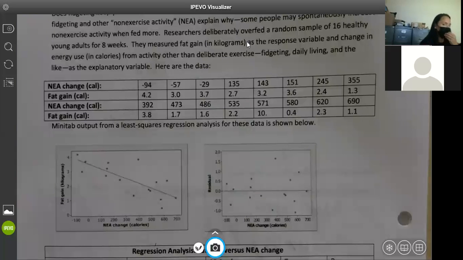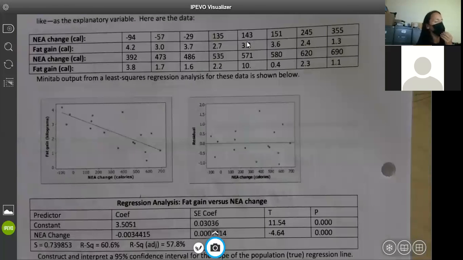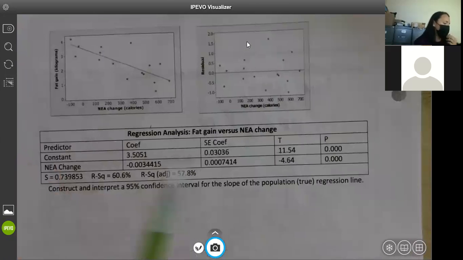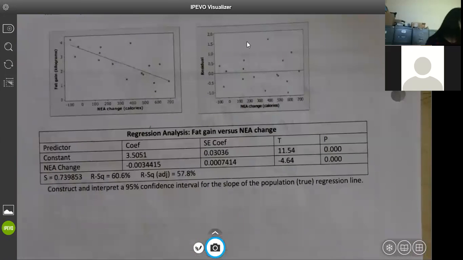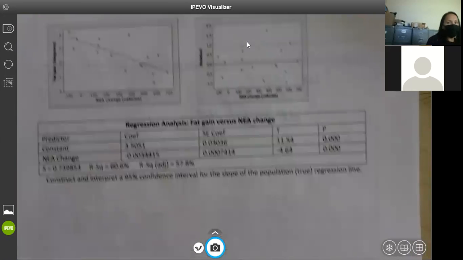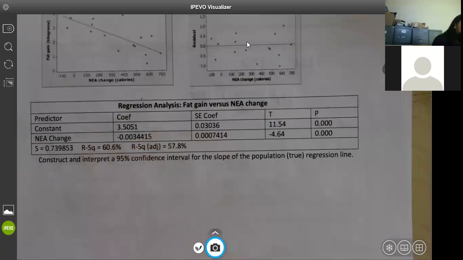Here are the data. So this is data that you would put in L1 and L2. Your NEA change would be in L1 and your fat gain would be in L2. I do not want you to put it in yet though. We're gonna talk about all of this. It gives you your regression and this is your regular plot and then your residual plot. So then you have your regression analysis and think about where those numbers go in the formula. So construct and interpret a 95% confidence interval for the slope of the population true regression line.